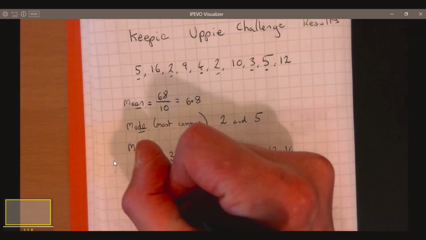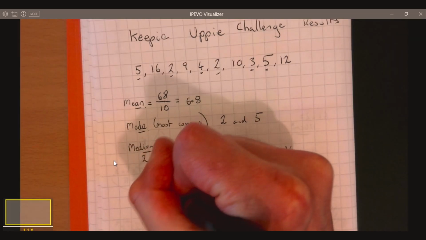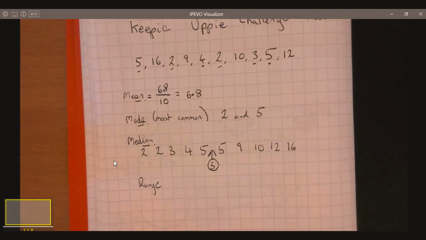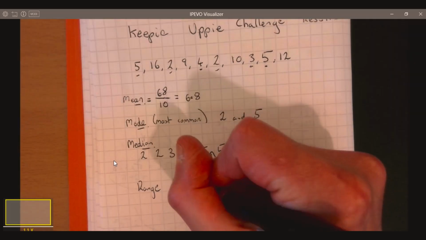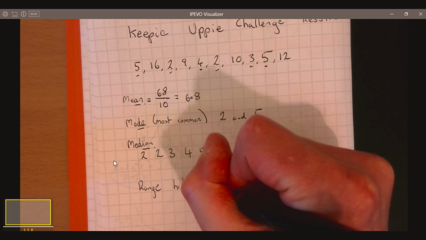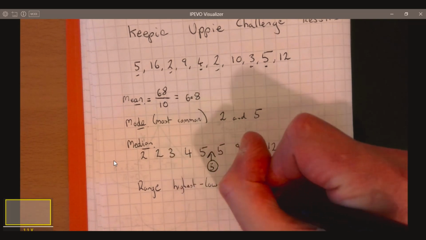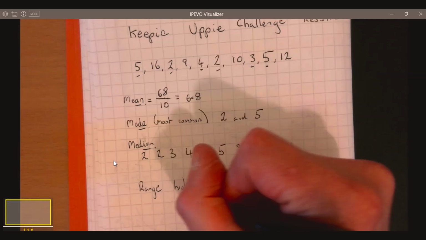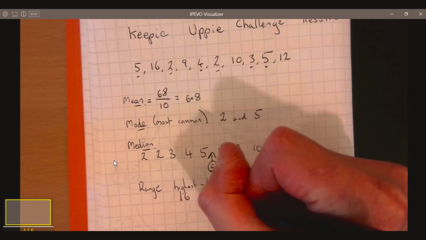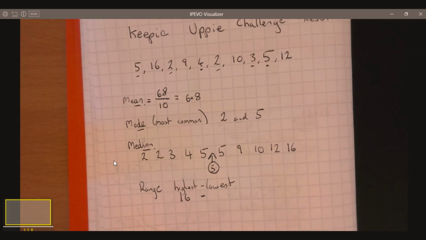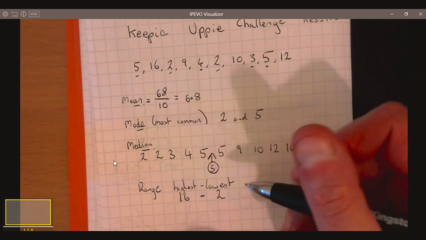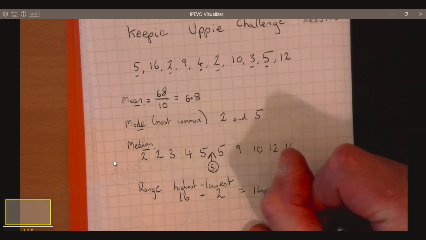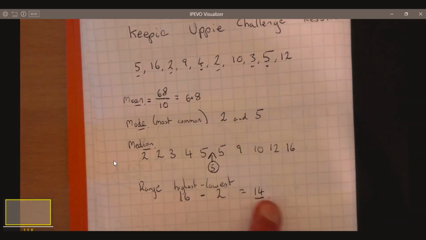And then the other one that we can work out is the range of my keepy uppies. So the range of my keepy uppies is just the highest take away the lowest. So the highest was 16, I was proud of that one, and the lowest was sadly 2. There we go. So 16 take away 2 is 14. So the range of my keepy uppies is 14.